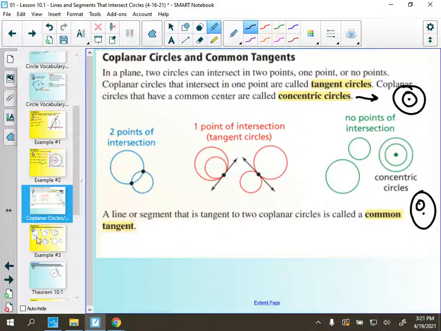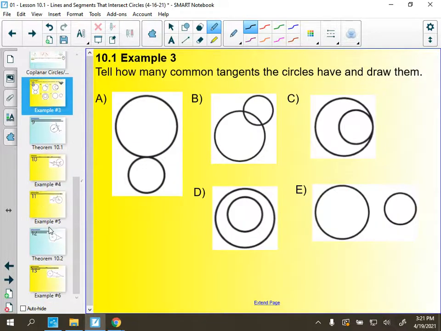All right. So let's take a look at the next example. Tell how many common tangents the circles have and draw them. We just looked at a couple. Well, we can start wherever. Let's start with part A. It'd be helpful with a straight edge. I don't have a straight edge here that I can use on the smartboard, but if I'm able to draw a line and just graze both circles at the same time with that line, that would be a common tangent. So right there, we just saw that one a second ago.